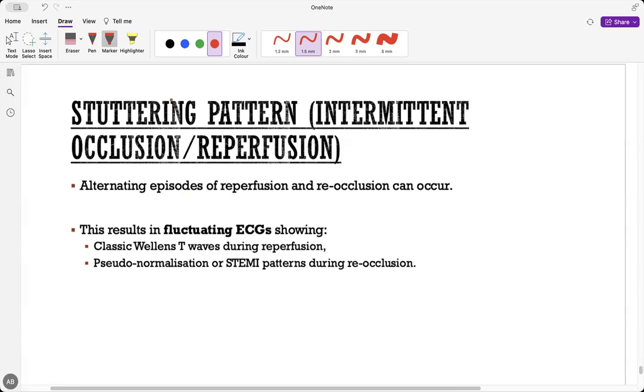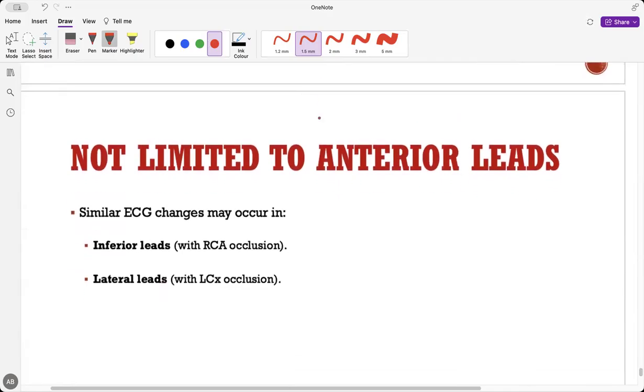Also important is that in patients with Wellens syndrome there is a stuttering pattern, that is, intermittent occlusion and reperfusion. These episodes can occur multiple times. The patient may have chest pain, it resolves, again chest pain, again resolves, because the plaque is very unstable. Thrombus is forming here, fibrin is depositing, and it is automatically getting cleared; again fibrin is depositing, again it is cleared by the natural fibrin clot lysis system. Very commonly it is seen in anterior leads, but it is not restricted to that. Sometimes it can also be seen in inferior or lateral leads.